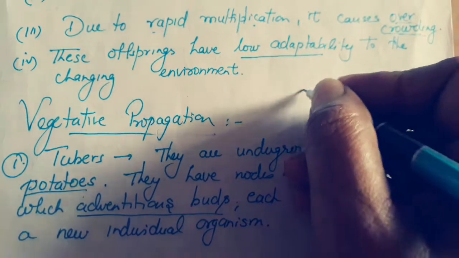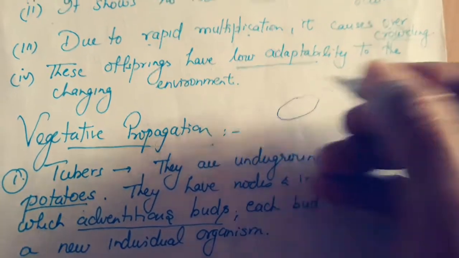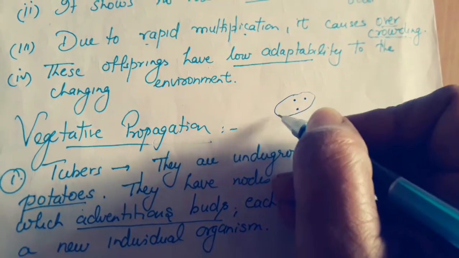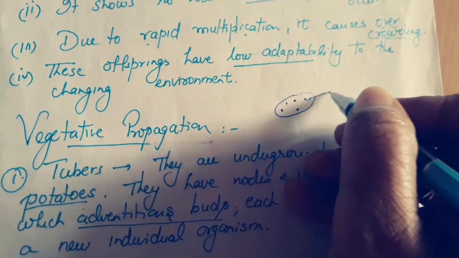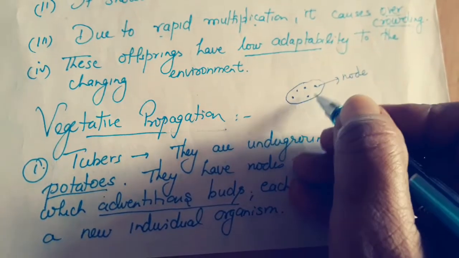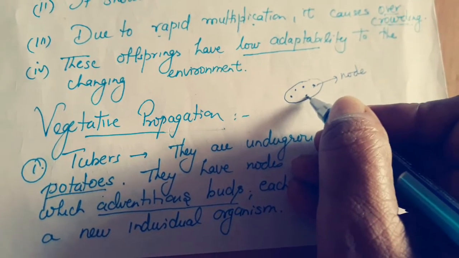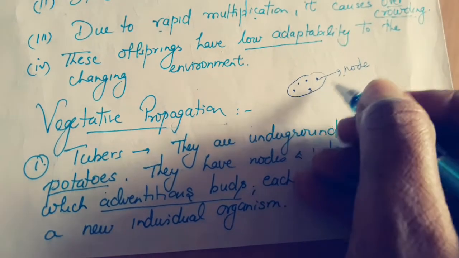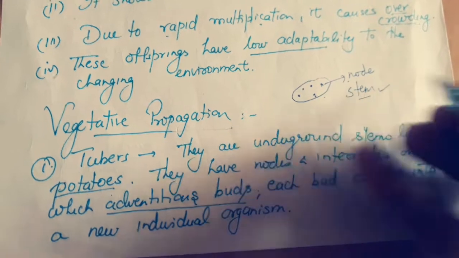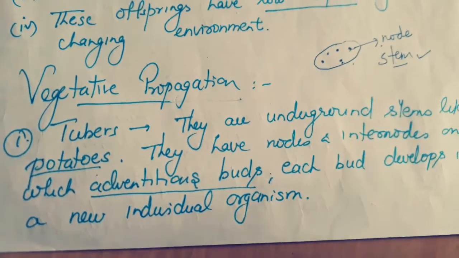देखो अगर ये पोटैटो है फॉर इंस्टेंस, अगर ये पोटैटो है, इट इज़ नॉट हैविंग एनी प्रॉपर शेप. You can find some dots on it. This is how they are. These are nothing but the nodes. Okay, and the distance between two nodes is the internode. Any structure which has nodes and internodes is called a stem. So it's a stem. Okay, children.